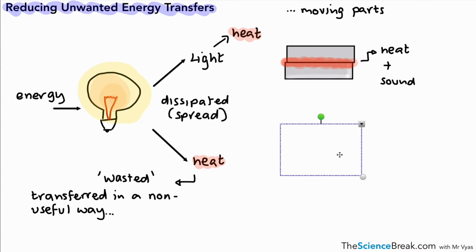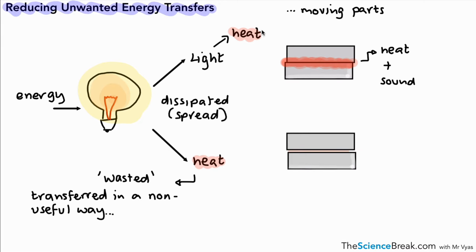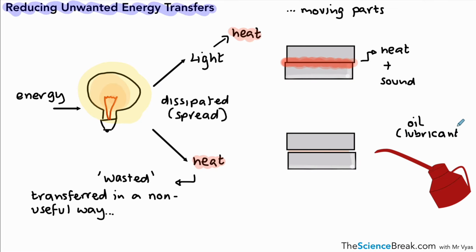We can actually do something about that though. If we have those moving parts, we can use, in this example, some oil, and we can use that as what's called a lubricant. A lubricant has the job of reducing friction. So we place some oil between those moving parts, and as you can see, those parts will move much more freely and there will be less friction and less sound.